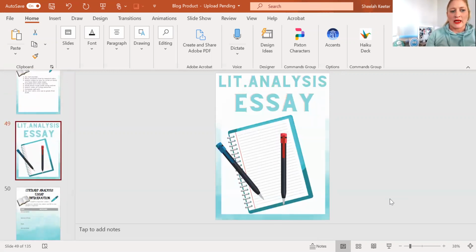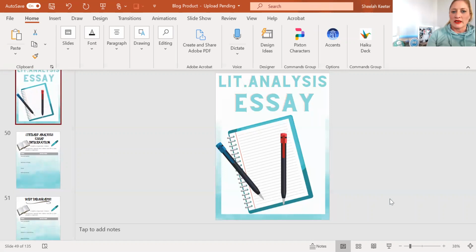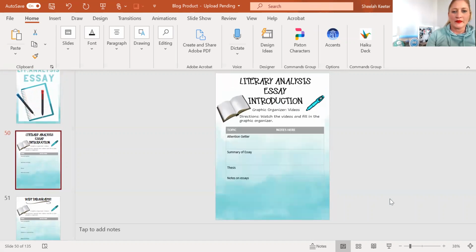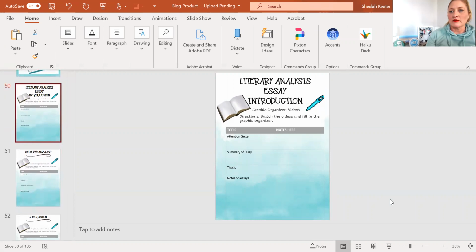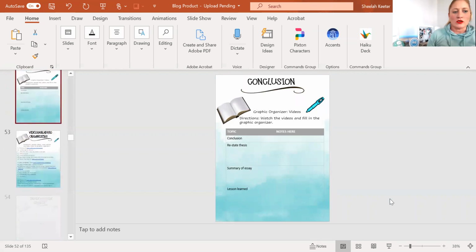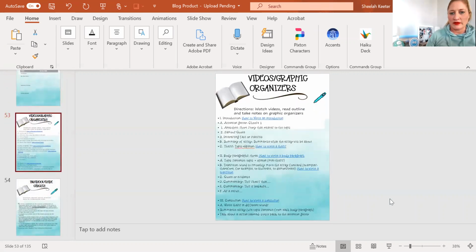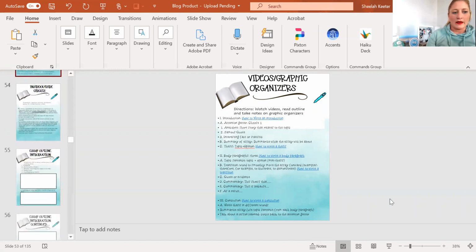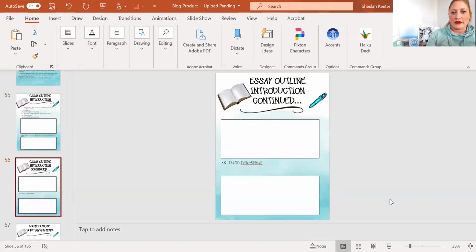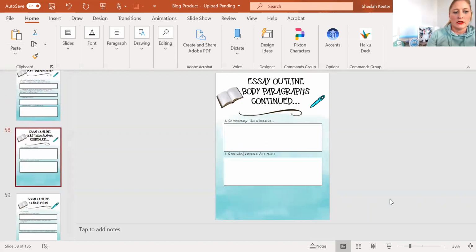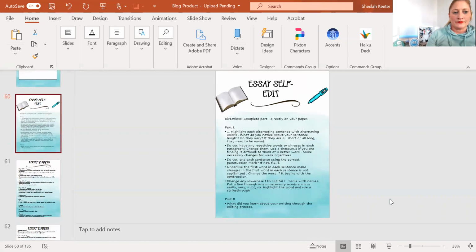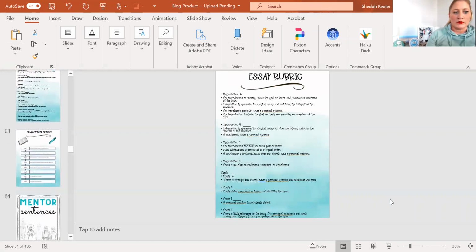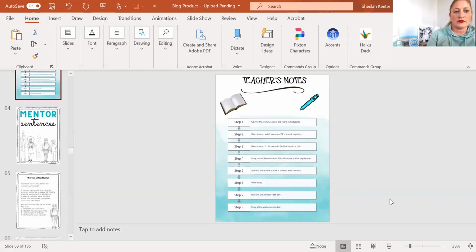And then we have the lit analysis essay. This is the typical essay that we all did traditionally growing up. But it's still a very complicated essay. So students need graphic organizers. I also show videos. This is a list with links on it for videos that I show in order to go over the different parts of the essay. And then they have an outline structure that they fill out. They do a self-edit. And of course, it's graded with a rubric. We should always be grading with a rubric.